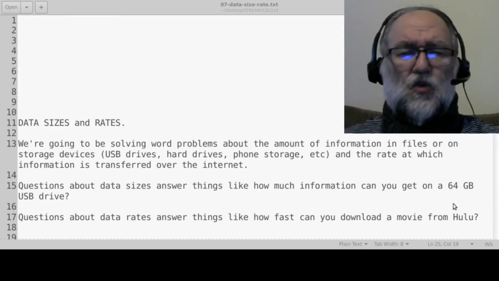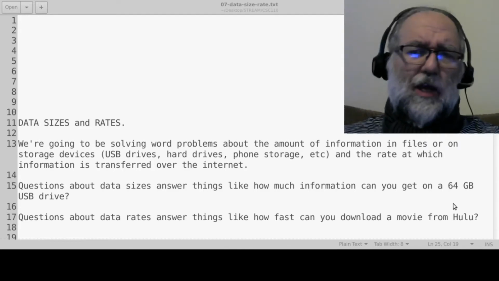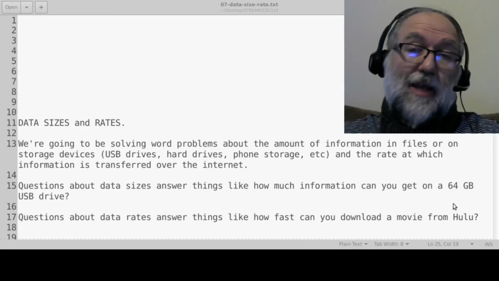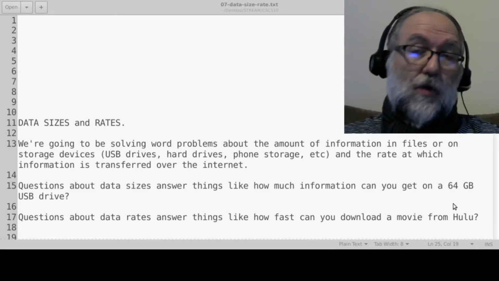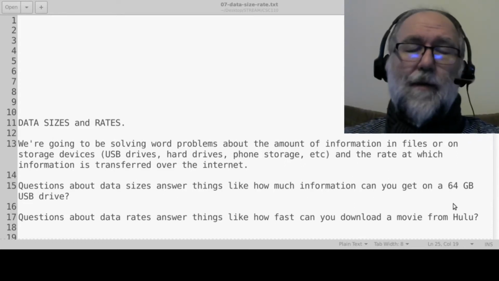What does it mean to say you have a storage of 64 gigabytes? And along with that, the sizes of files. So we're going to say, this audio file, how big is it? This movie, how big is it, and so on. And how many of these movies could you fit on your phone? How many of these songs could you fit on your phone? And questions like that.